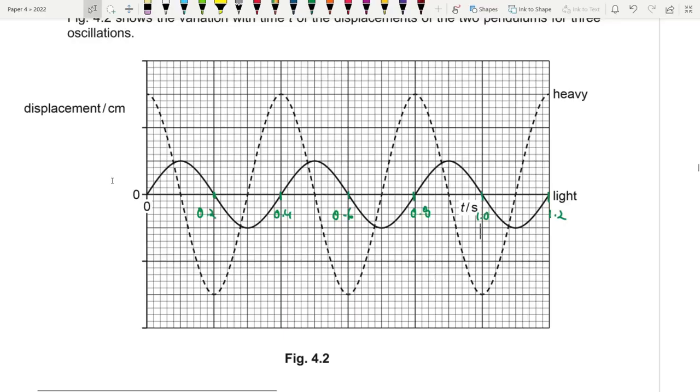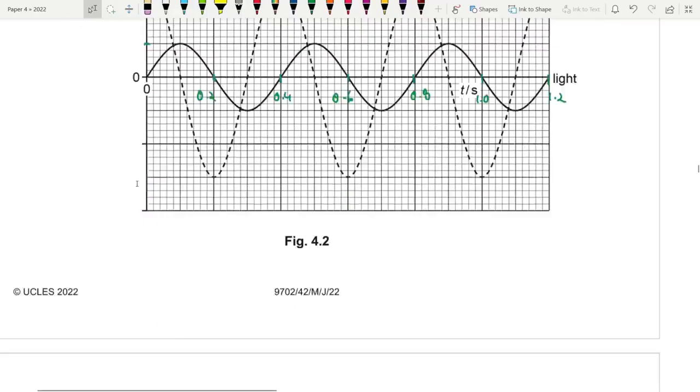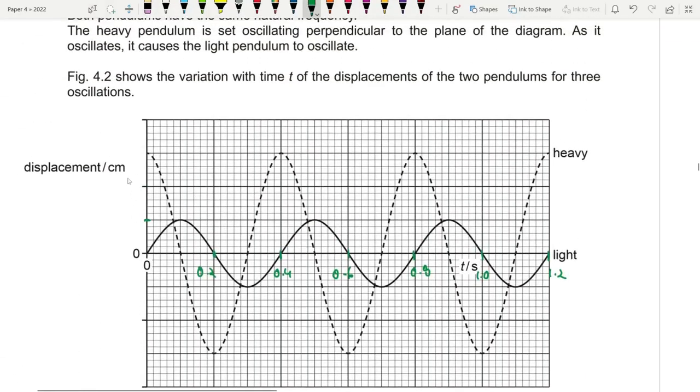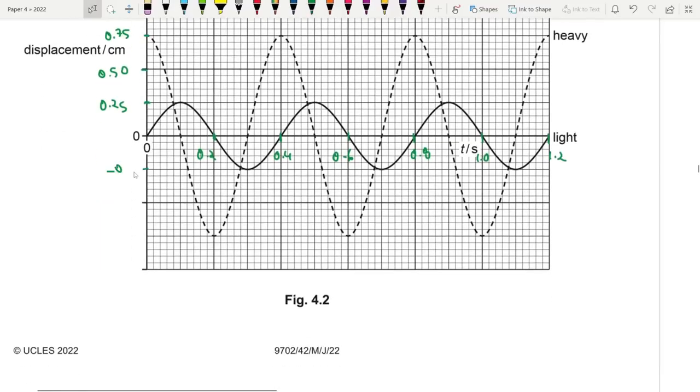What about the scales? So this maximum amplitude is 0.25, right? As you can see from the info, 0.25 centimeter. So this must be 0.50 centimeter, right? Then this is 0.75 cm, and this is 1.0 cm. Similarly, this is minus 0.25, minus 0.50, minus 0.75, and minus 1.0. Get it? Here you go.